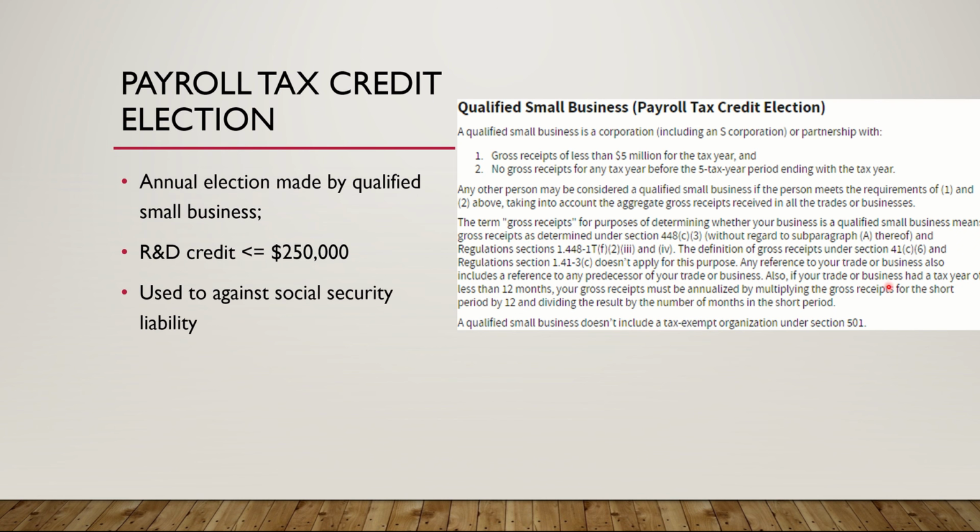In some circumstances, R&D tax credit can offset payroll tax liability. The payroll tax credit election is an annual election made by a qualified small business. The amount of research credit that may be used against the employer portion of Social Security liability cannot exceed 250K. A qualified small business is a corporation that has gross receipts of less than 5 million for the tax year, and no gross receipts for any tax year before the 5 tax years preceding the tax year.